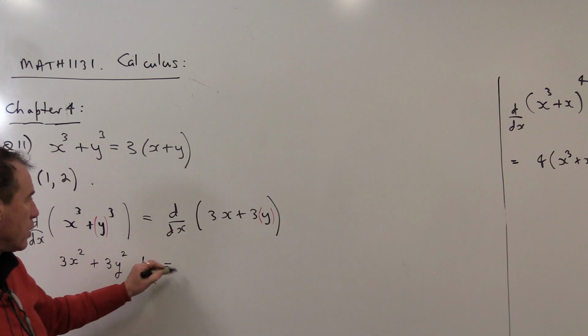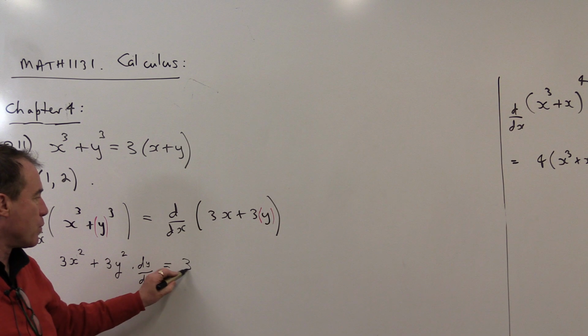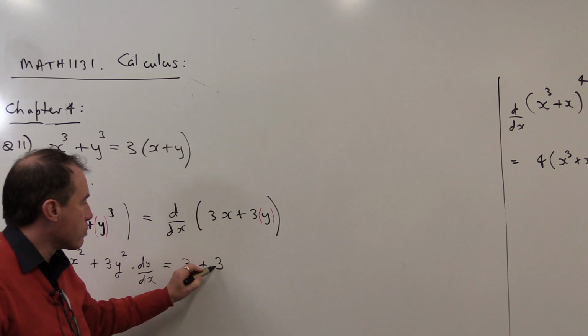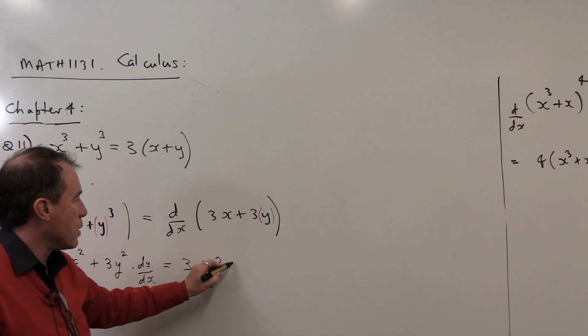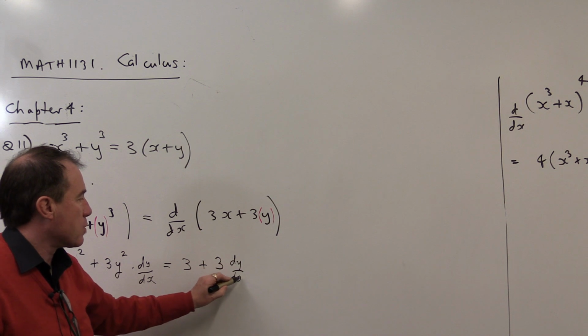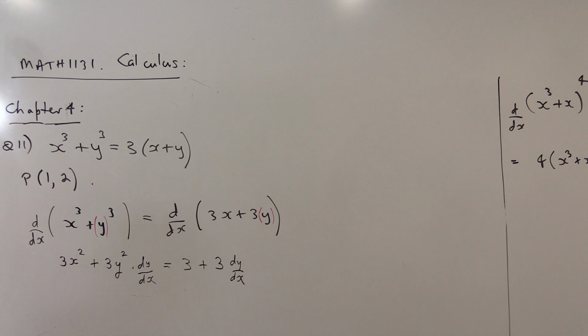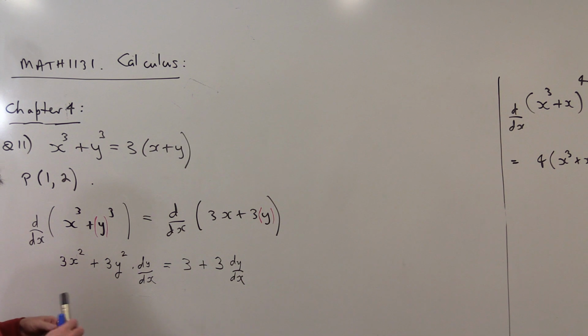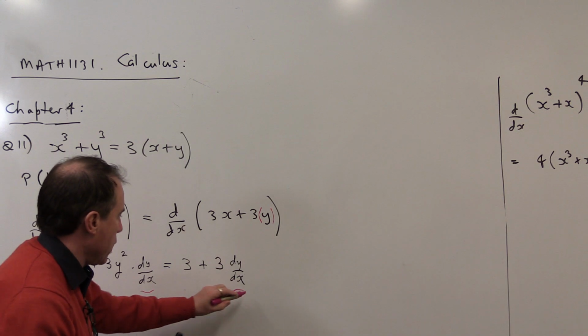On the other side, I can differentiate 3x with respect to x, that's 3. I differentiate 3y, well that's 3 times the derivative of the inside, which is dy/dx. So that's called implicit differentiation. The function's given not explicitly in terms of y, but implicitly, and I'm going to differentiate that implicit expression. Now the name of the game, of course, is to get dy/dx by itself. So I have a dy/dx term there, and I've got a dy/dx term there.